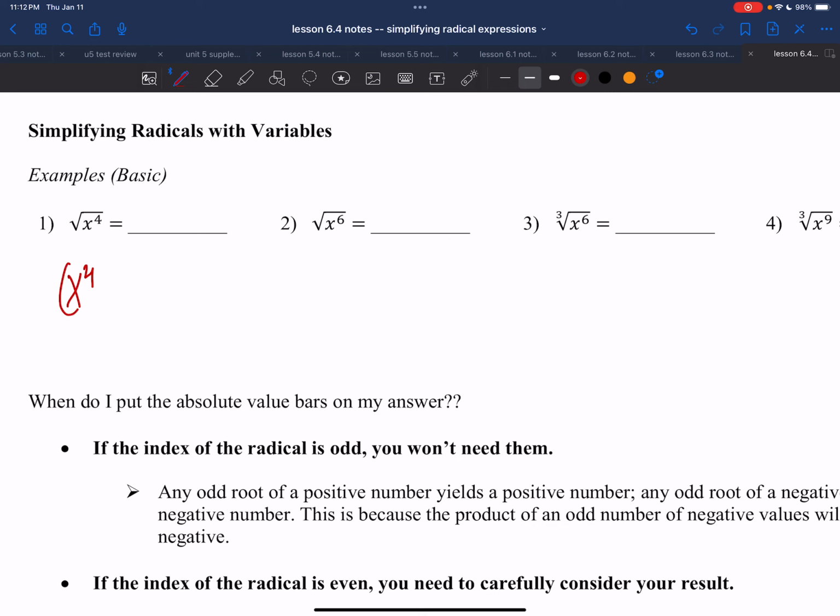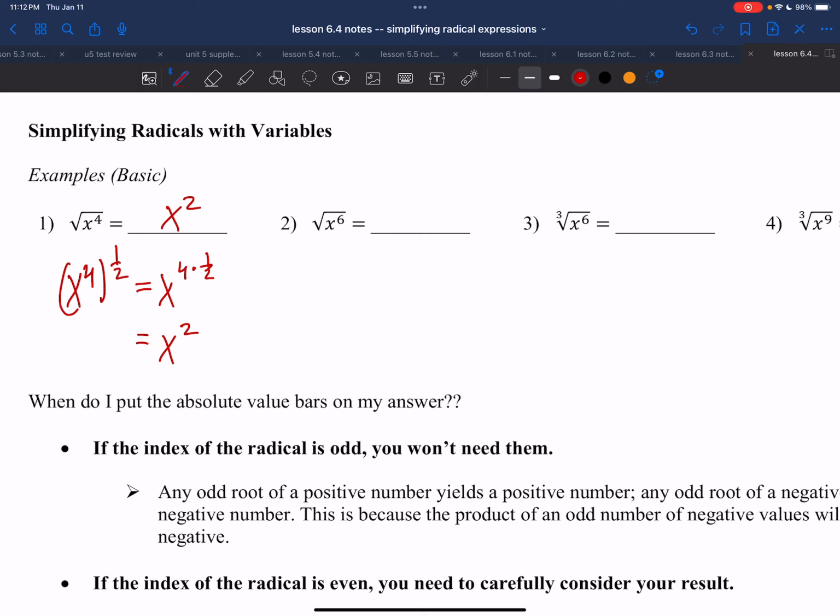x to the fourth to the half. By definition, right? Because square roots are powers of 1 over 2. And so that's just x to the 4 times 1 half, and 4 times a half is just 2. So the square root of x to the 4th is x squared.